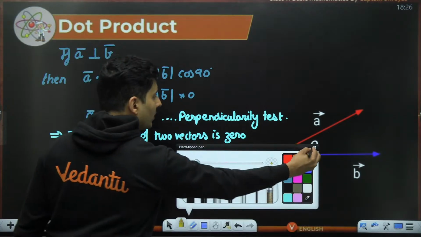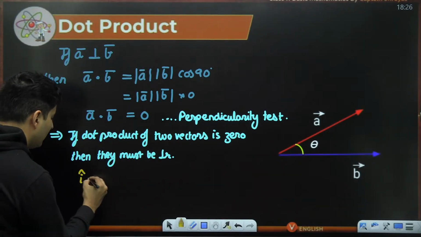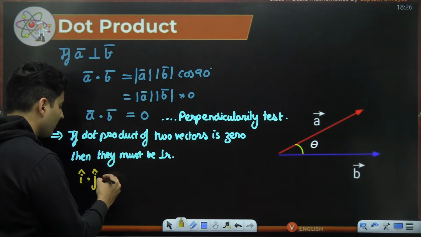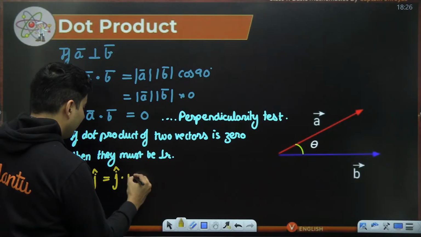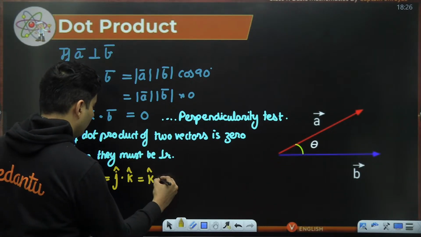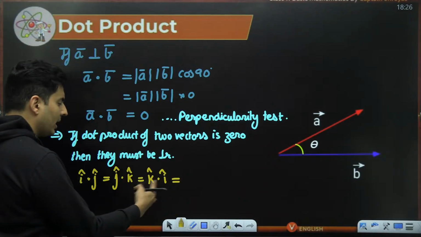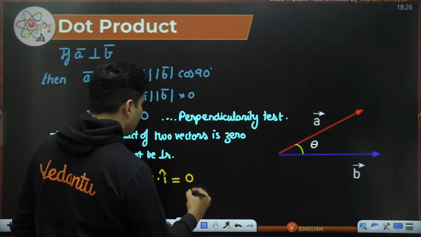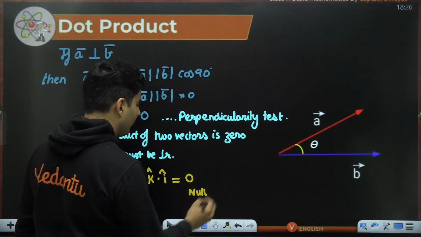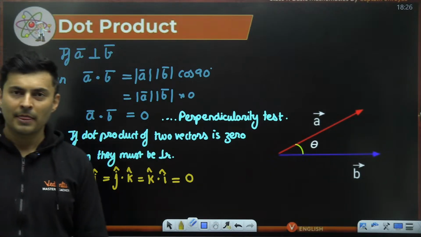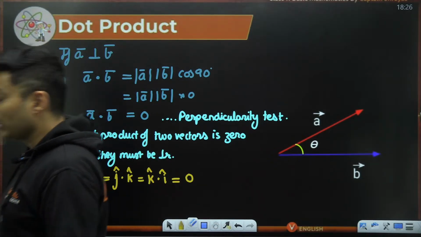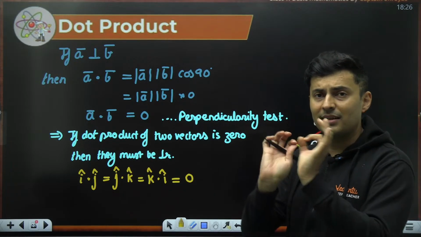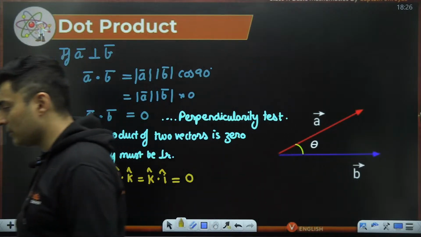So this brings me to i cap with j cap. I is in x, j is in y, they are mutually perpendicular, or even j with k, or even k with i. It doesn't matter. I dot k, k dot i, j dot k, k dot j, j dot i. All of them are perpendicular. The answer will be not a null vector, it will be 0. It's a scalar number, 0. Is this absolutely clear? I dot j, j dot k, k dot i. All these are perpendicular. So 100% the answer must be 0.